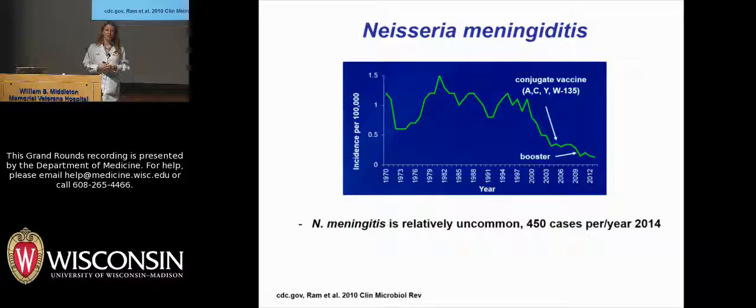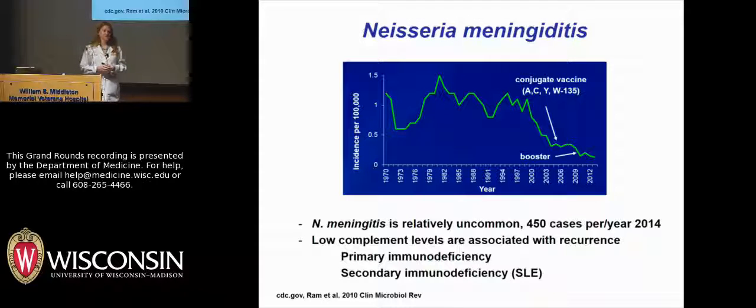These data are taken from the CDC, looking at the incidence of Neisseria meningitis infection. And over the last 15 years, the incidence has declined. And I've marked when the conjugate vaccine, the quadrivalent, was available and recommended in around 2006, and then when the booster was recommended. Looking at the most recent data on the CDC website, from 2014, showing 450 cases in the U.S.